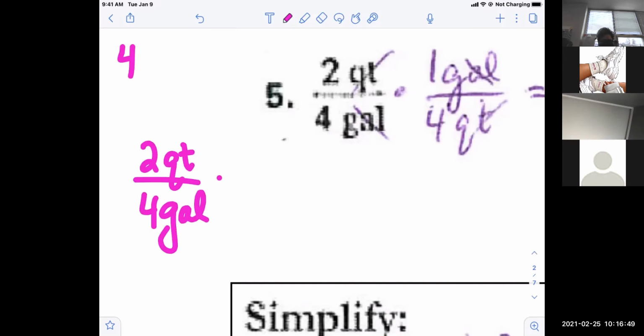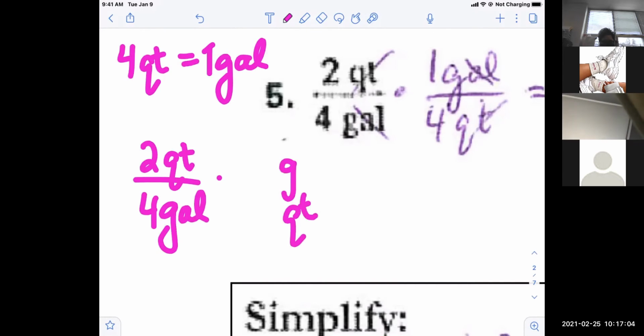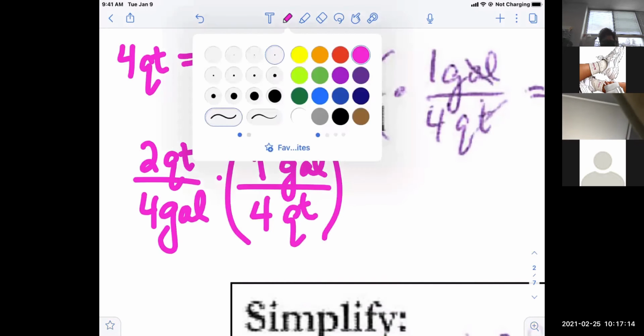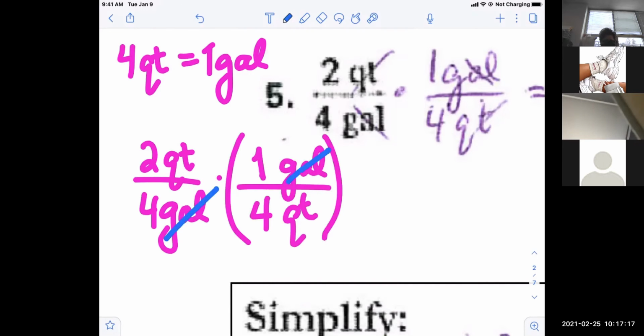Since there's 4 quarts in 1 gallon, that means you're going to make a ratio that's equal to 1 by either putting gallons over quarts or quarts over gallons. Since you want the quarts to cancel and the gallons to cancel, we want the quarts on the bottom and the gallons on the top. But that's supposed to equal 1. So 1 gallon and 4 quarts are the same, which means this will equal 1. And then when you simplify, your gallons will drop out and your quarts will drop out.